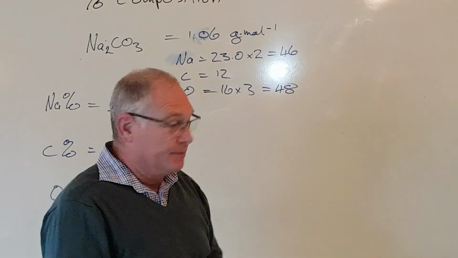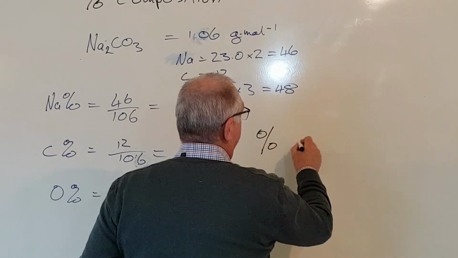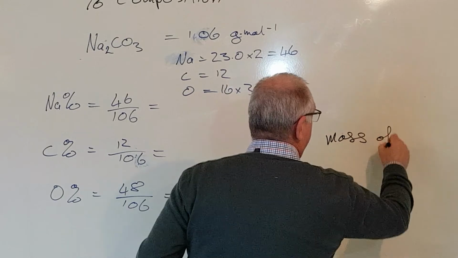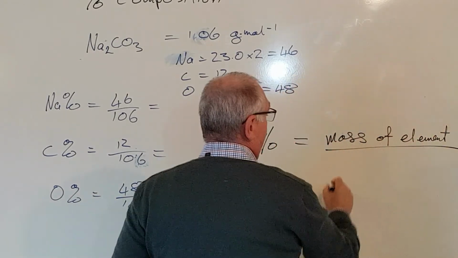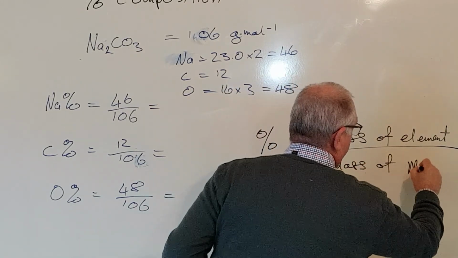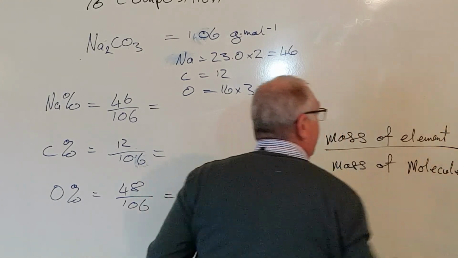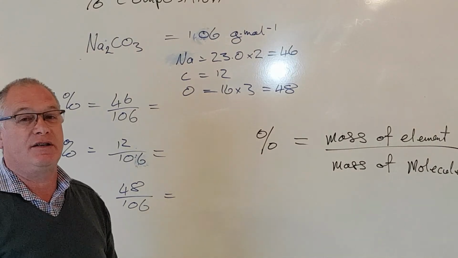So to summarise, the percentage composition is equal to the mass of the element divided by the mass of the molecule. And of course you multiply that by 100 to get it into a percentage. Really, really easy to do.